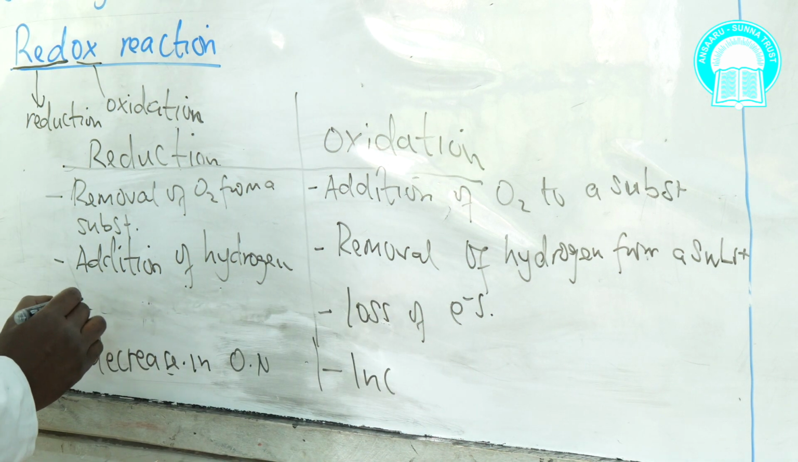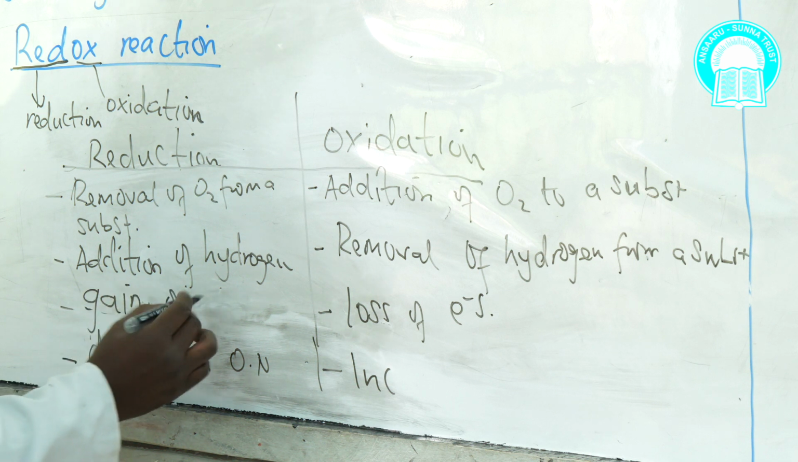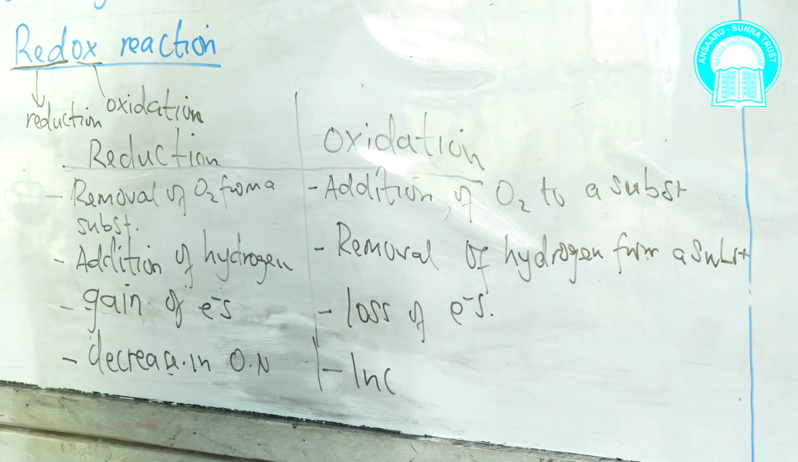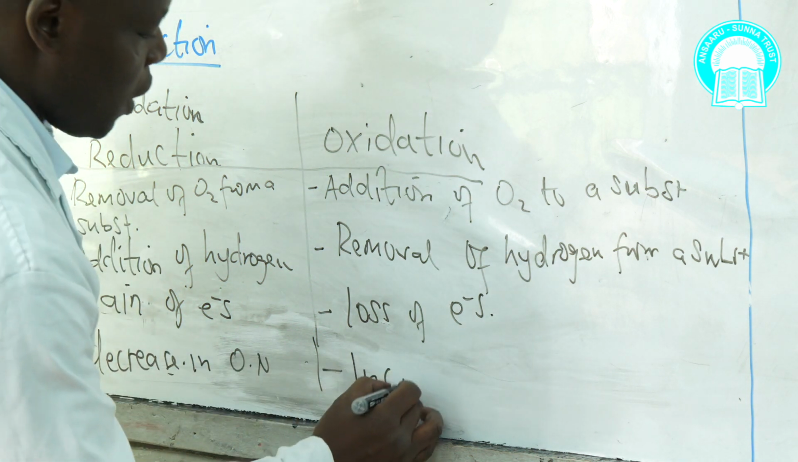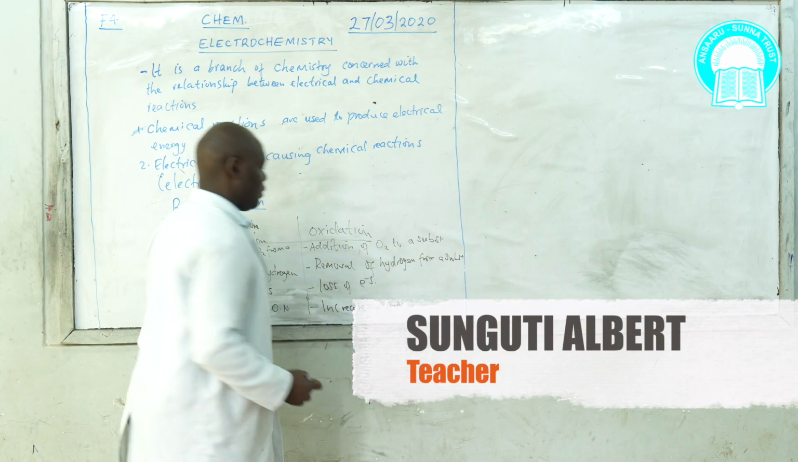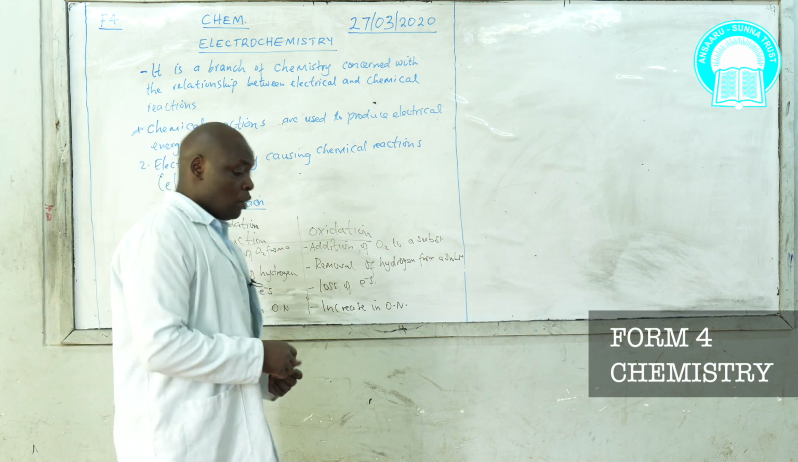Oxidation is the increase in oxidation number. Gain of electrons, that is reduction. Loss of electrons, oxidation. Decrease in oxidation number, reduction. Increase in oxidation number, oxidation. Those are the main definitions of reduction and oxidation that we are going to dwell on.